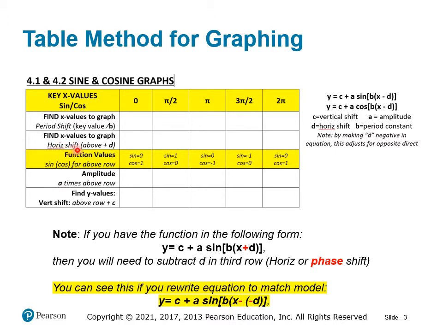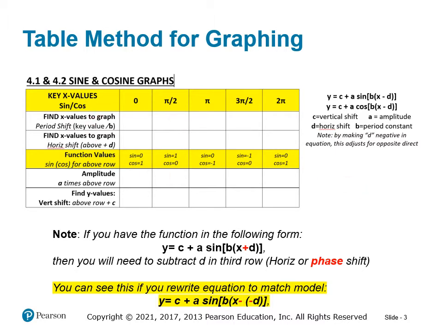Notice it says the horizontal shift. We're going to use the above values plus the d variable. Okay, and you can see that d is going in the opposite direction. So if you have minus d, it's actually going in the positive direction. If you have plus d, it's going in the negative direction. And you can see this if you rewrite x plus d to make it x minus d, then we have x minus minus d. And so you can see that we would subtract d in that case. Okay? This is a good overview slide.